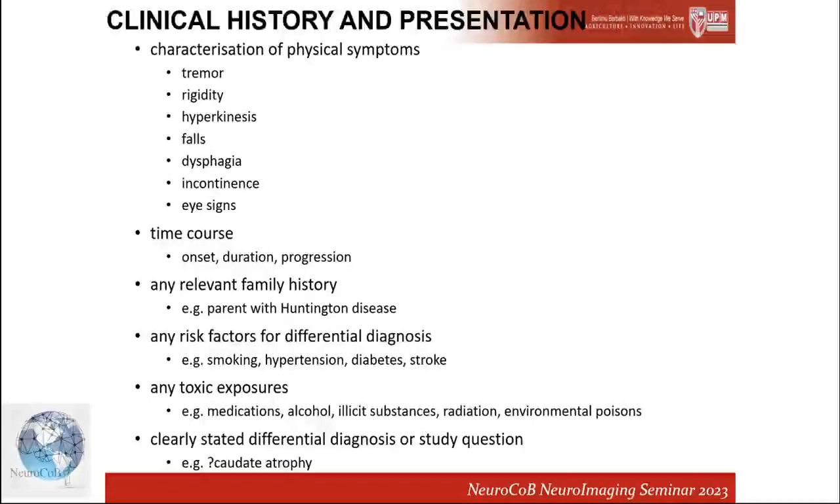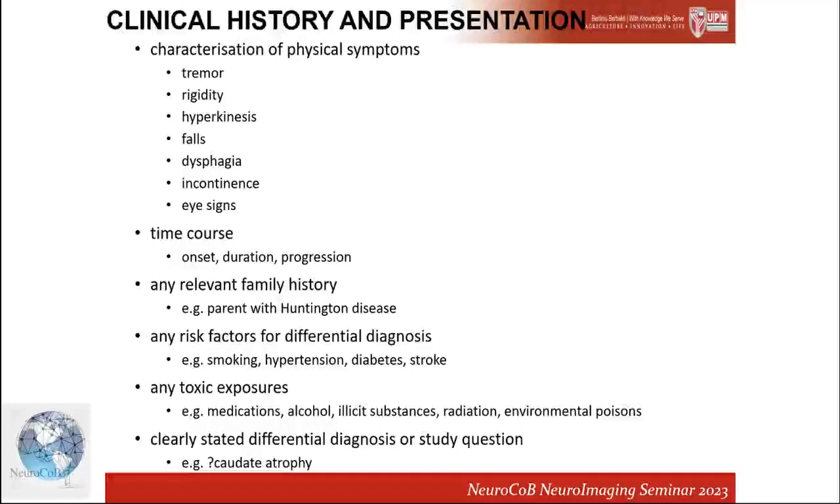So for the physical symptoms, look at the patient with the presence of Parkinsonism signs. Okay. Tremor, rigidity, hyperkinesia, falls, history of falls. So dysphagia, the incontinence, eye signs, okay, and also other maybe dementia-like diseases we have to exclude. Okay, clinical history is very important.